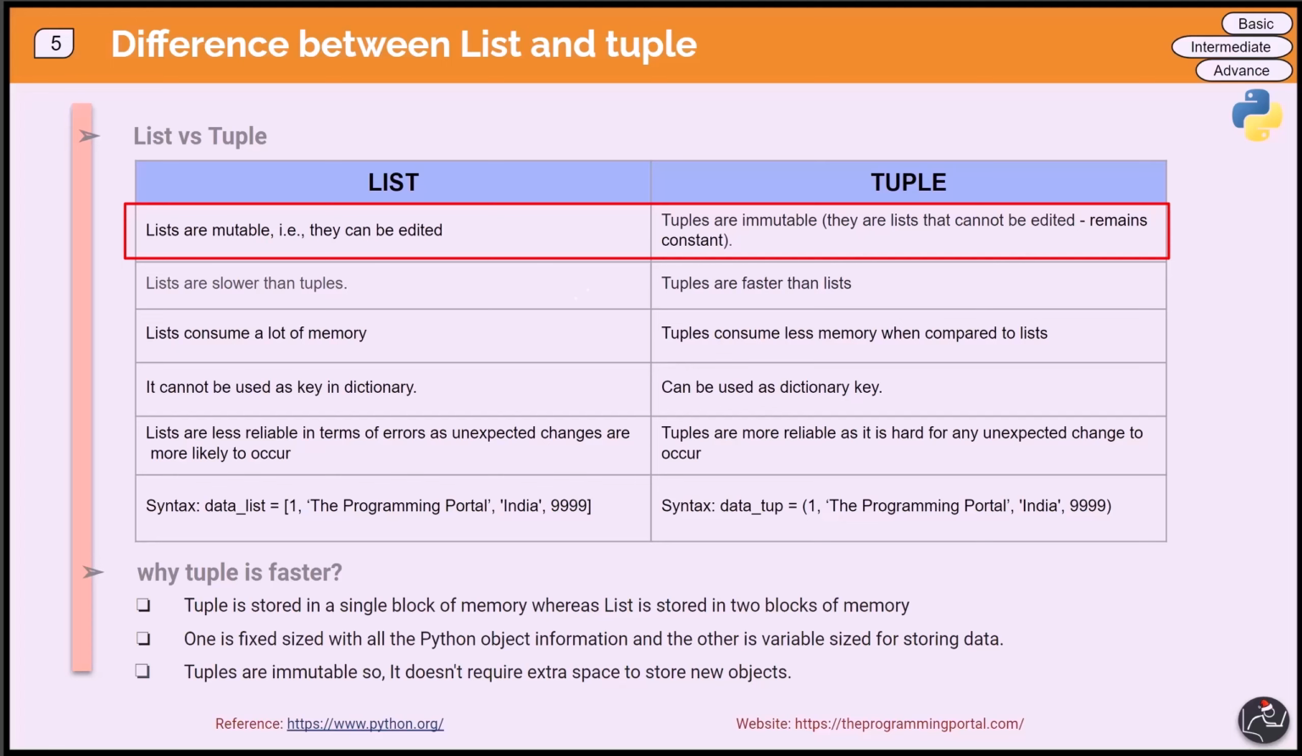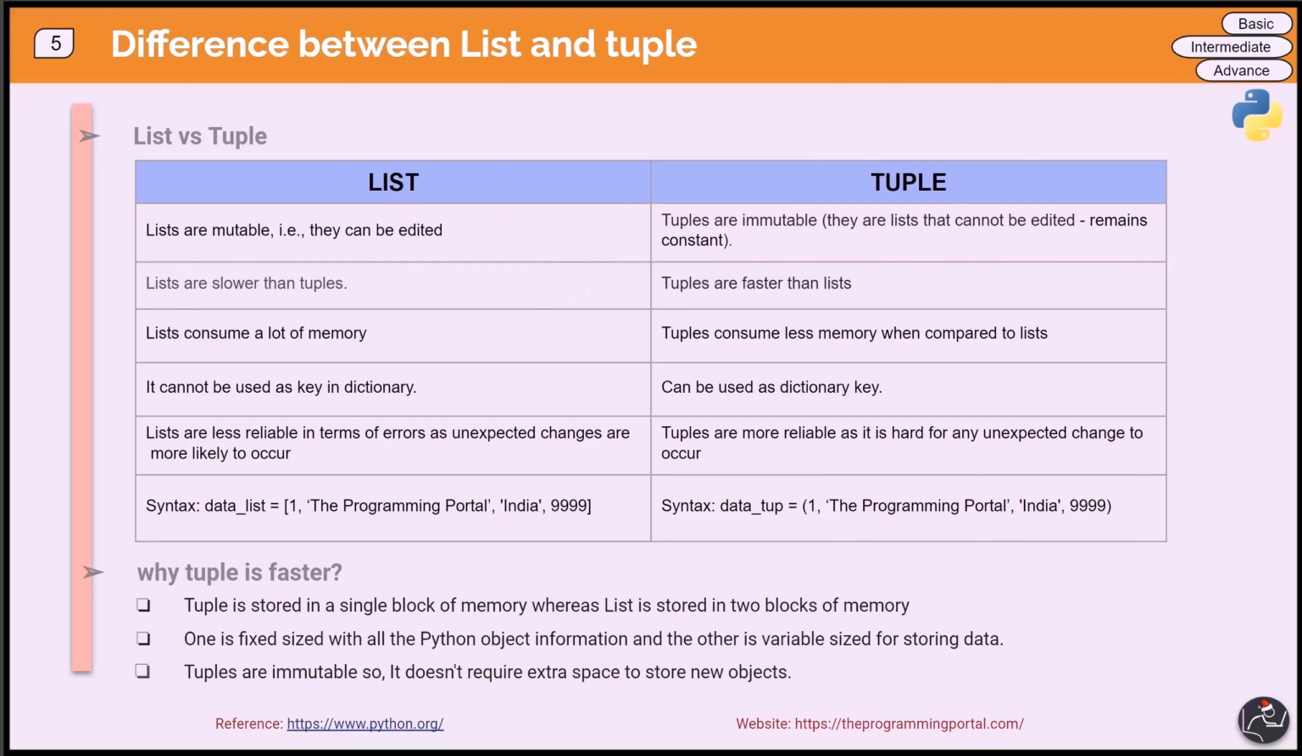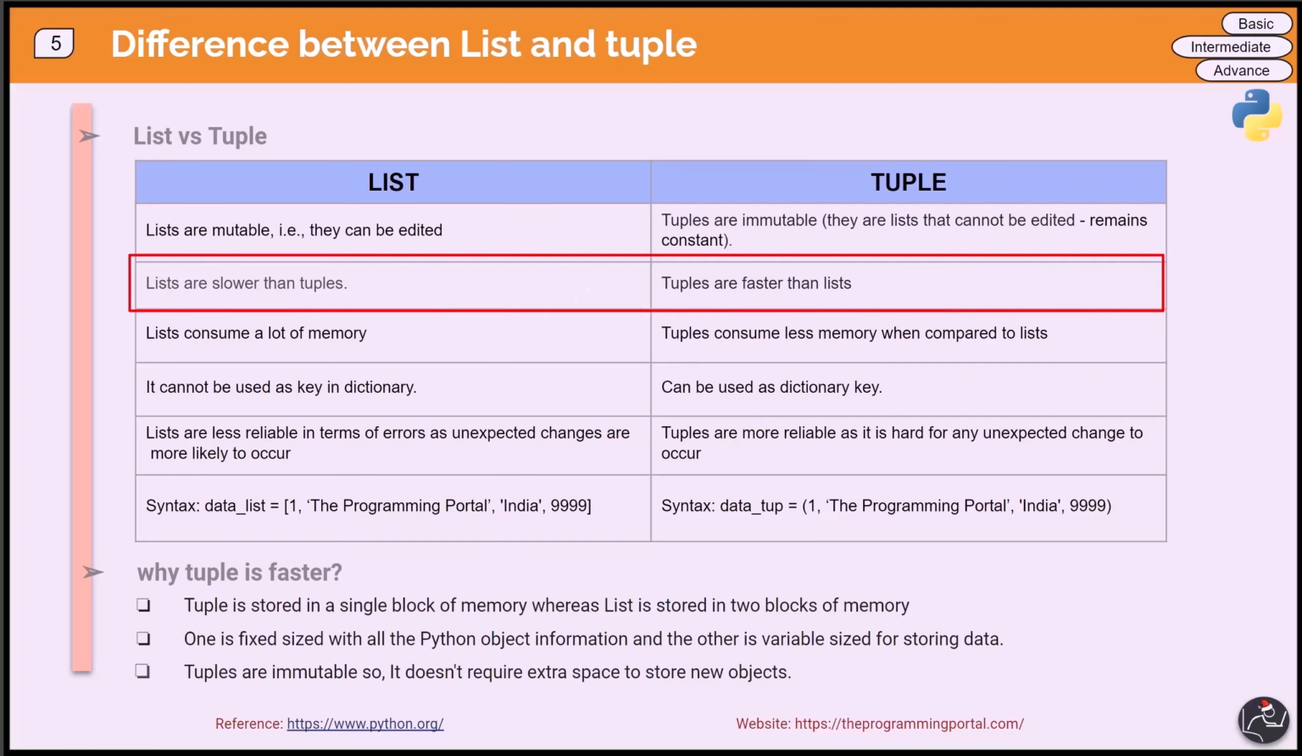Tuple is exactly opposite to list. It is immutable, means you cannot modify it once created. So it's a kind of list, but we cannot edit that and it will remain constant. This is the first difference. In the list you can modify it, tuple you cannot modify it. Mutability versus immutability. In comparison with speed, lists are slower while tuples are fast.